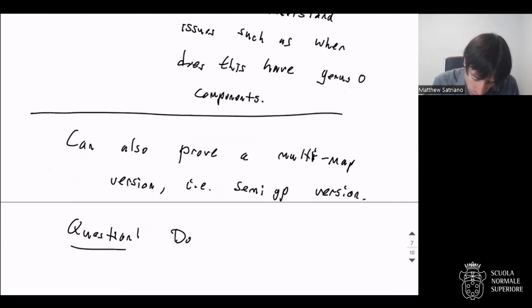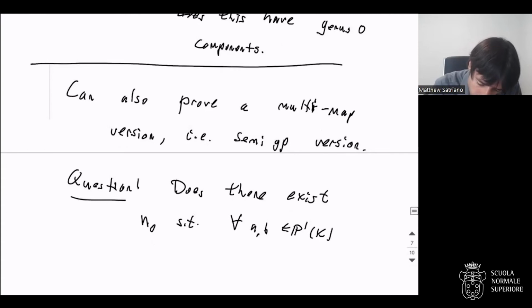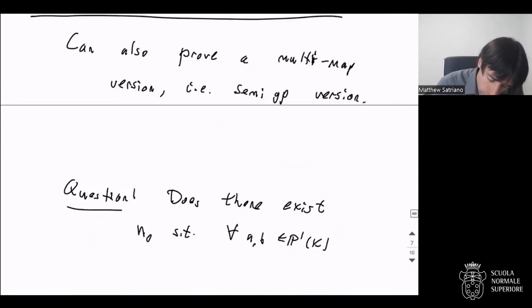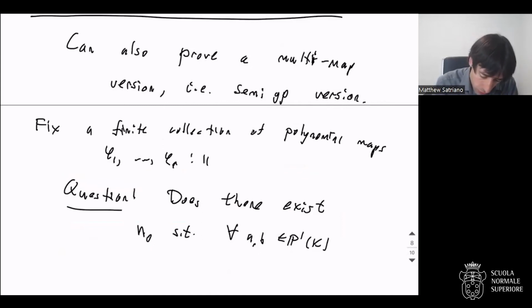So does there exist an n naught such that for all A, B in P1 of K. So first fix a finite collection of polynomials phi 1 to phi r. So these are polynomial maps from P1 to P1.